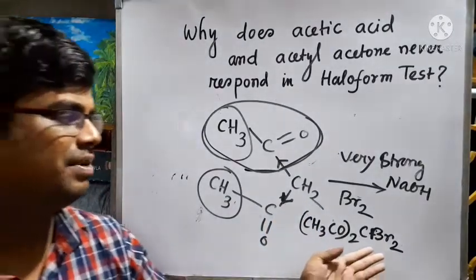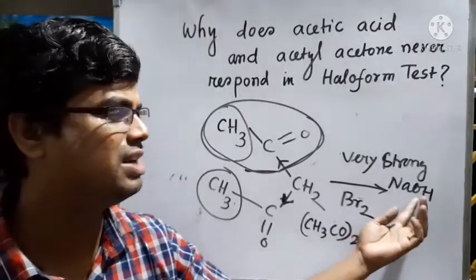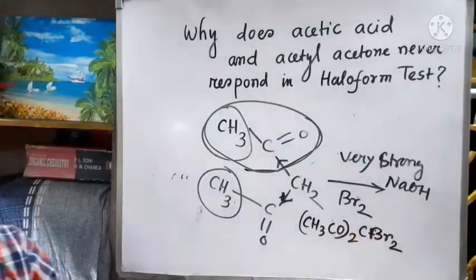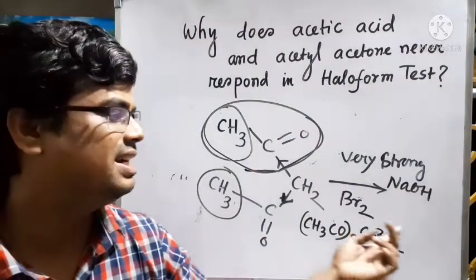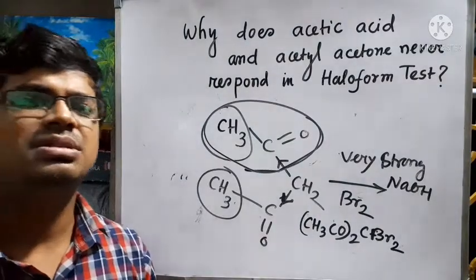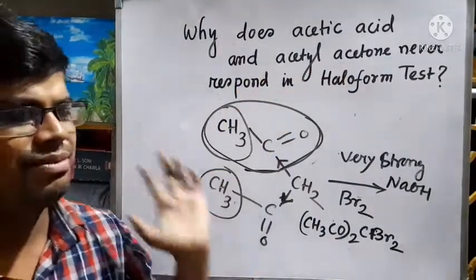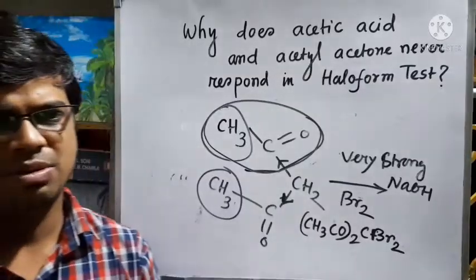Another way, if we treat with a stronger alkali, not only sodium hydroxide but concentrated sodium hydroxide or potassium hydroxide, then it has a tendency to produce a carbene compound also. Then a lot of compounds may be produced. So that's why this acetyl acetone also fails to show the haloform test.